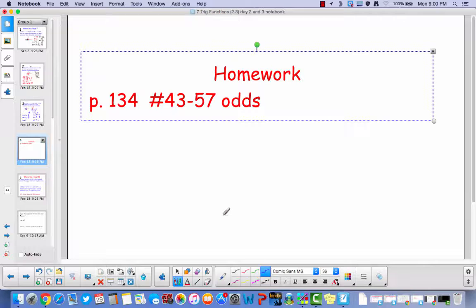So for tomorrow, I'd like you to do on page 134, 43 to 57 the odds. Make sure that you do the illustrations.